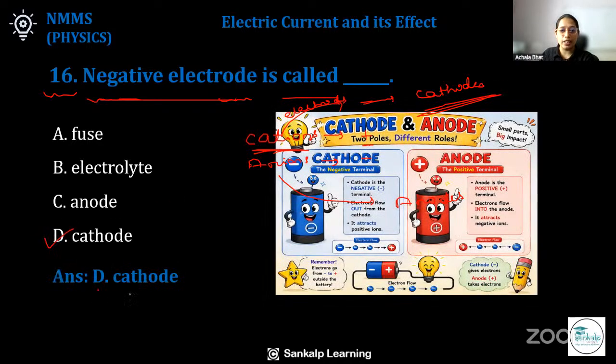Option D is correct. Cathode is the correct answer. Cathode is the negative terminal. Electrons flow out from the cathodes. It attracts positive ions.